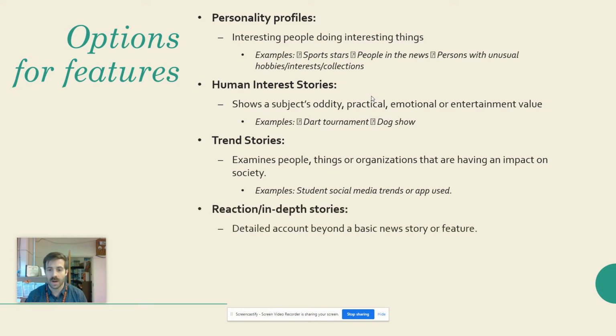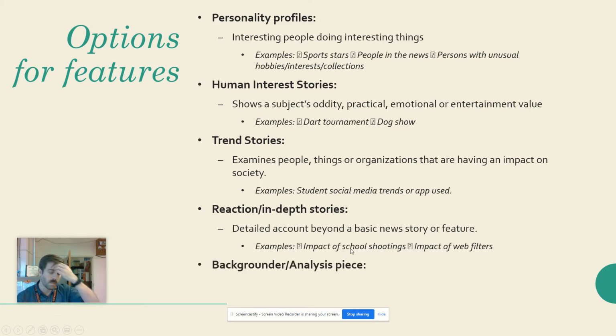In-depth reaction stories are a byproduct of a basic news story. Usually something will happen and we'll write that news story like, hey, this happened. And then if I want to go in depth in terms of finding out why and how people reacted to this event, we might do a detailed account beyond just explaining what happened. So this could be the impact of school shootings that we see around the country from time to time, right? One hasn't happened to Senior High or in Billings Public Schools, but I'm betting our students have some reactions and some feelings about those when they see it happen in other places.